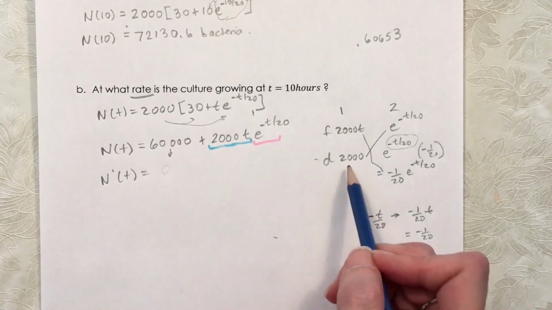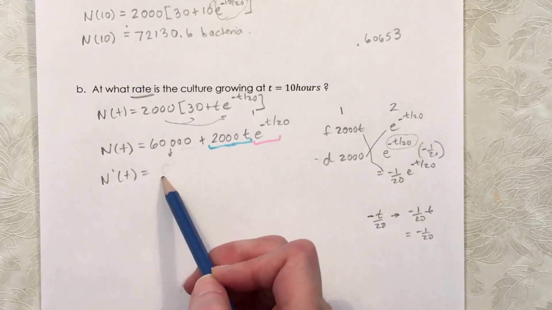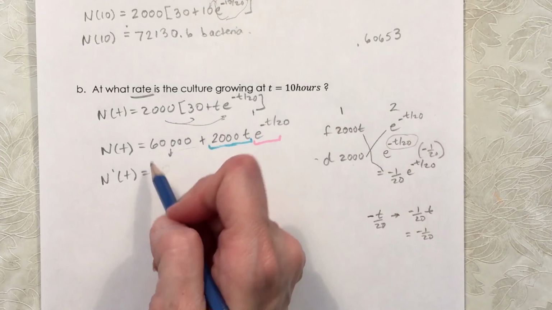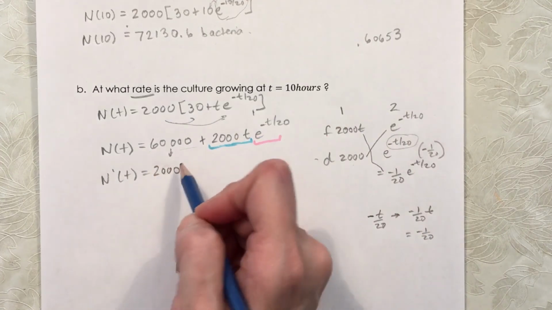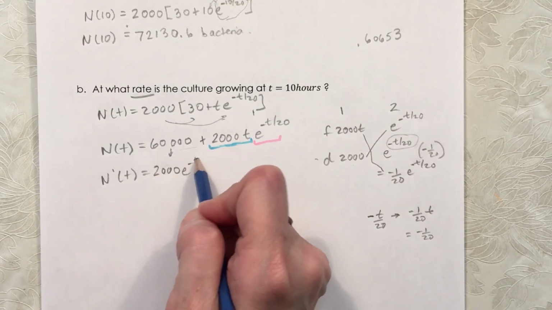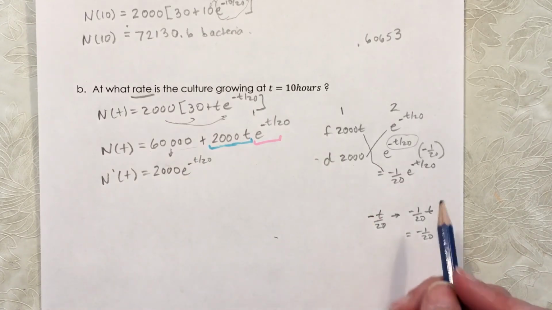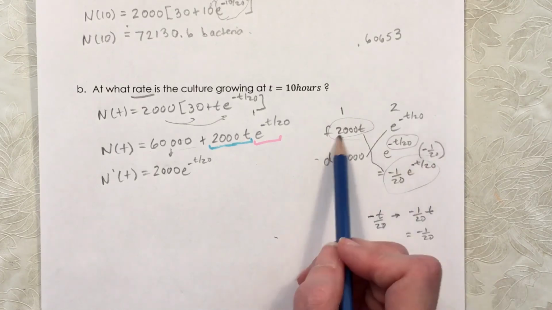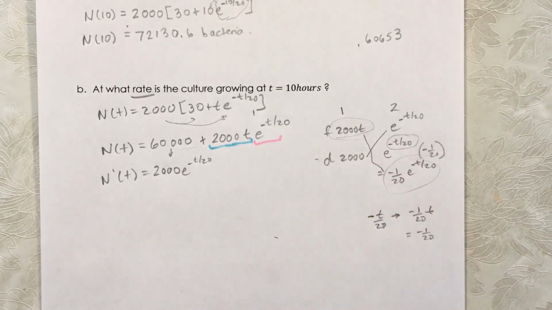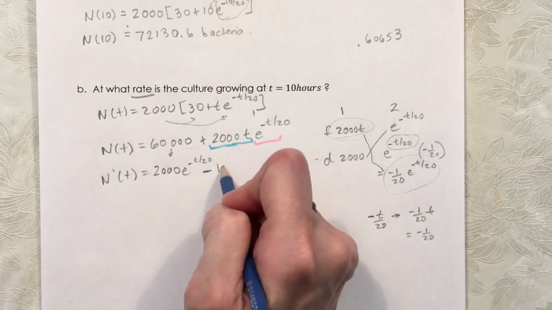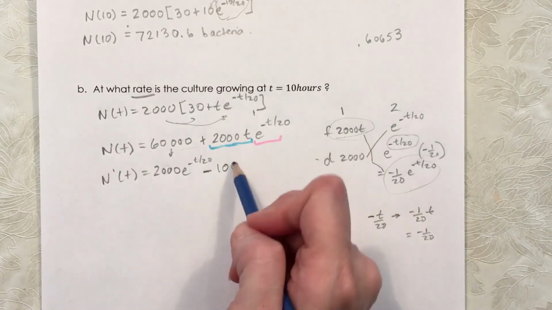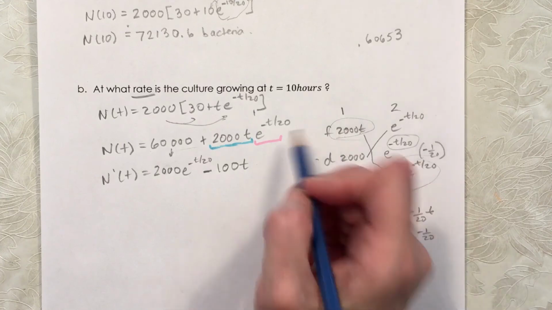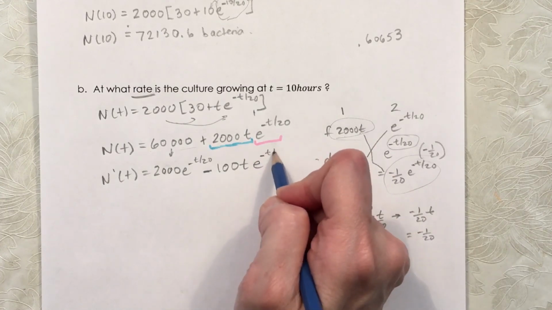So N prime at t, we know the derivative of the 60,000 was 0, so derivative of the first times the second, so 2,000 e to the negative t over 20. And then I'm multiplying this by this. If I multiply 2,000 times negative 1 over 20, I get negative 100. Then I've still got my multiplying by t, and then I'm still multiplying by e to the negative t over 20.